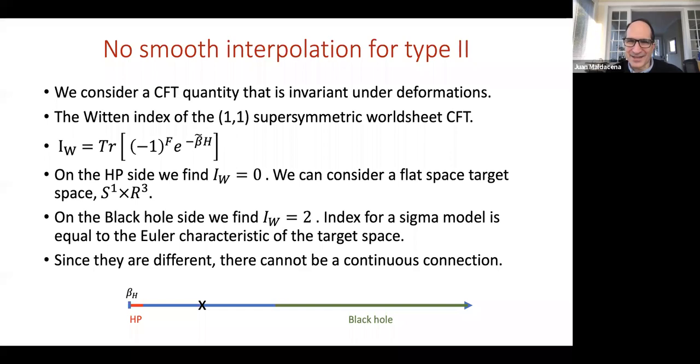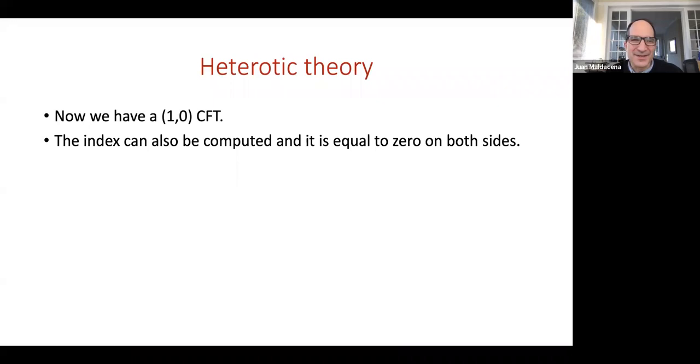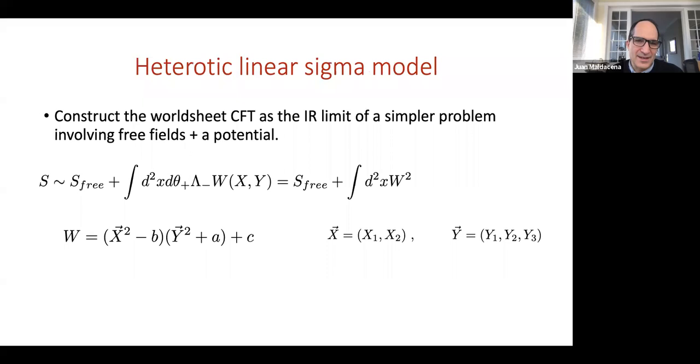Okay. On the other hand, for this heterotic case, it sounds like maybe it's the other way around. So that's a bit surprising. Here you can also compute the index, and it's equal to zero on both sides. Other known invariants are also the same. And there is actually a linear sigma model analysis which suggests that they are continuously connected. I'm going to now describe, let's see, how am I doing with time? Well, I'll perhaps quickly describe this linear sigma model discussion.